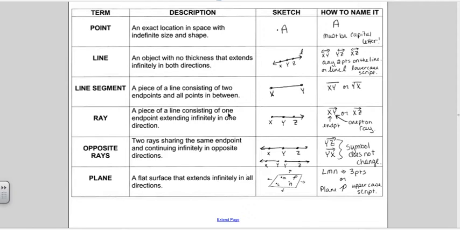To start off, we're going to review the definitions of points, lines, and planes. If you want to stop here and make sure you have these notes or to copy them down, I suggest you go ahead and pause. I'll go ahead and flip to the next page as well so you can see the other definitions.